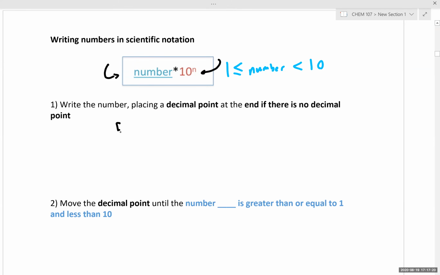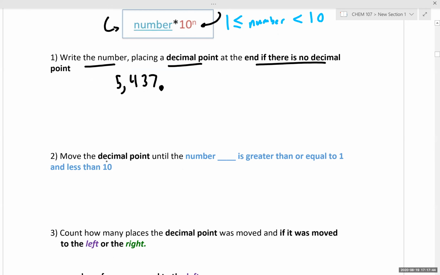So let's suppose we're looking at the number 5,437. Okay? So our first order of business, we write our number and then we place a decimal point at the end. So I'm going to place my decimal point at the end. Okay? Now, our next step is to move the decimal point until the number is greater than or equal to 1 and less than 10.